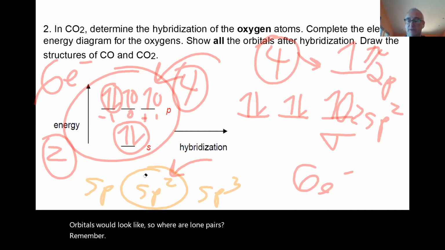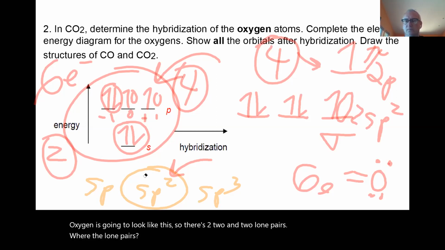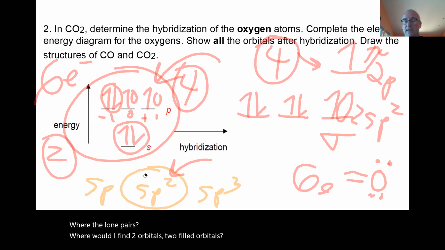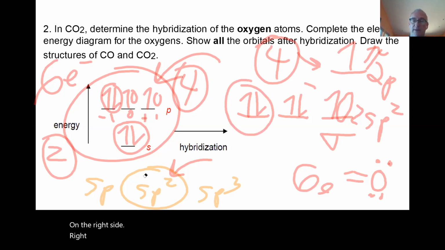So where are our lone pairs? Remember, the oxygen is going to look like this. So there's two bonds and 2 lone pairs. Where are the lone pairs? Where would I find two filled orbitals on the right side? The first and second sp2. Right, here. There's one lone pair, and there's the other one.